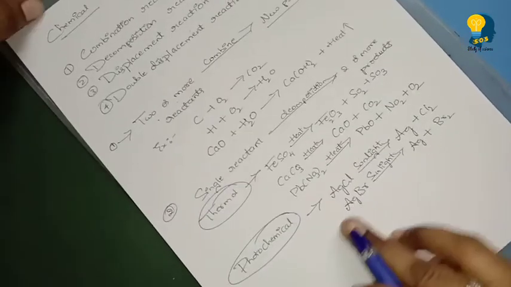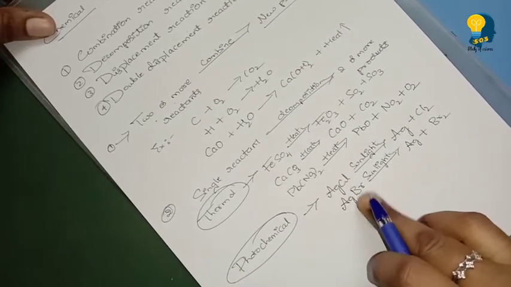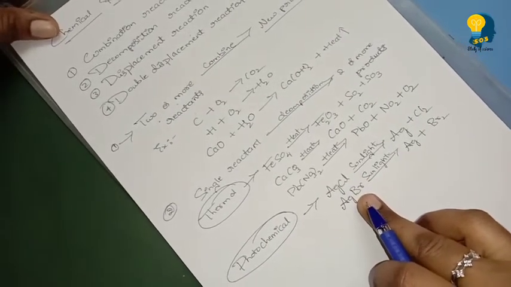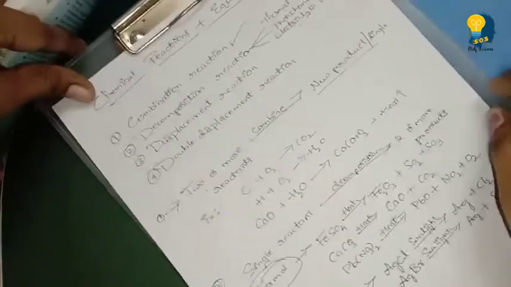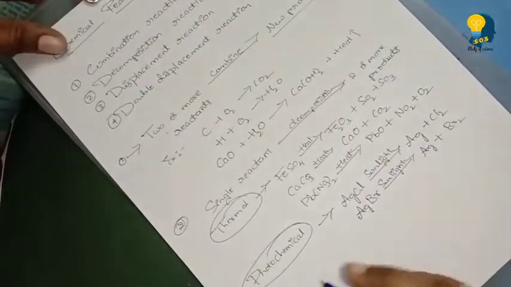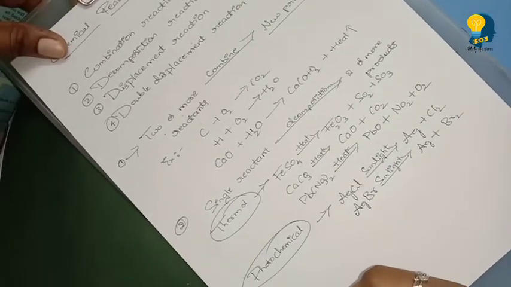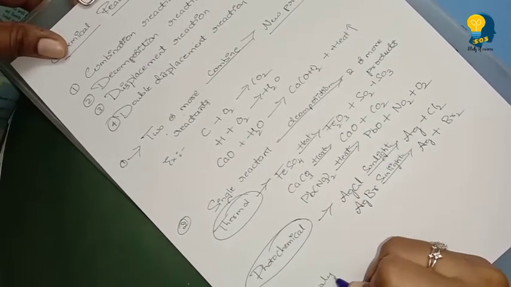Photochemical reactions, two equations you learn. Two to three times you learn. You write it and practice. Definitely it is easy for you to write. Next, the third type is the electrolytic.